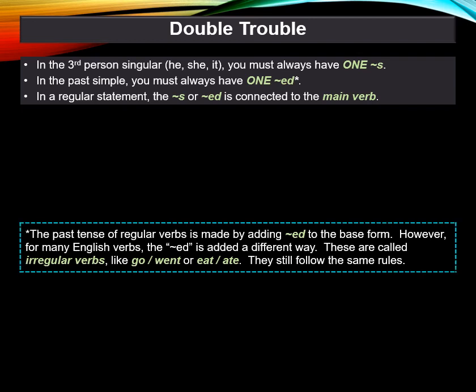Now, when I say the past tense is made by adding ed, this is for regular verbs. However, with many English verbs, the ed is added a different way. These are called irregular verbs, like go, went, or eat, ate. However, they still follow the same rules. So with the s and the ed, you have sentences like: Brian walks to work every day, or Brian walked to work yesterday.